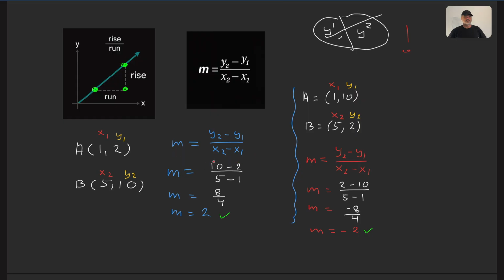So that is why 10 minus 2, because 10 is the second and 2 is the first y value, divided by 5 minus 1, because 5 is x2 and 1 is x1. So 10 minus 2 is 8 on top. 5 minus 1 is 4. So this is the ratio, 8 over 4. When you simplify, this is 2. So this is also, you can see it, a 2 over 1 ratio.